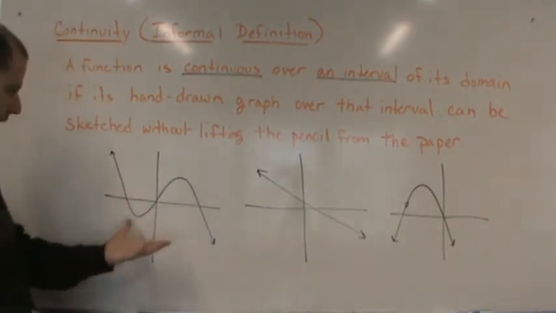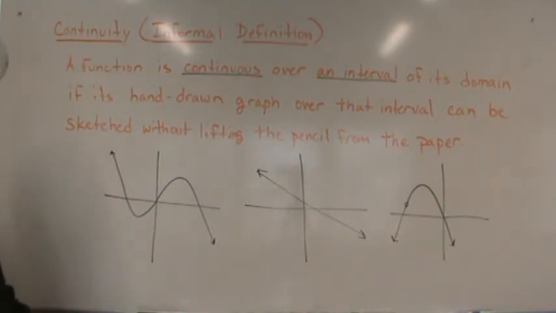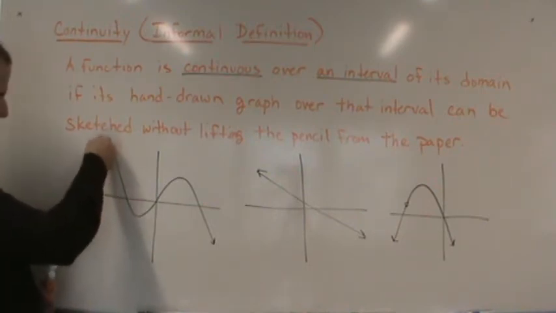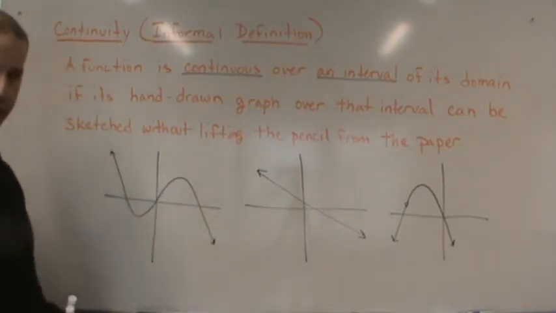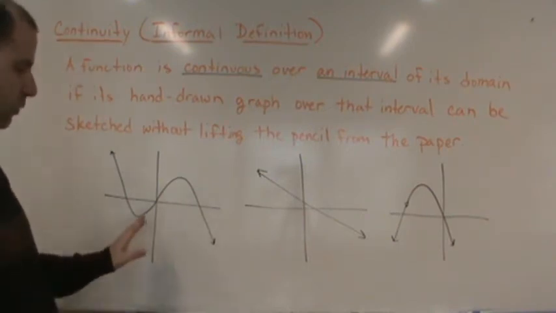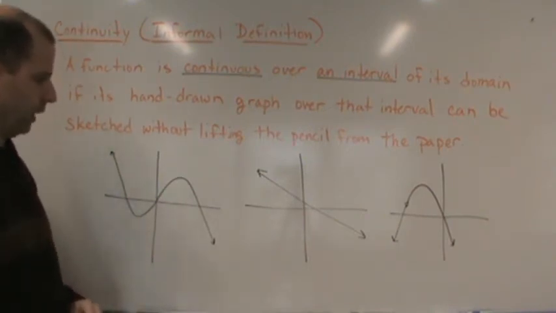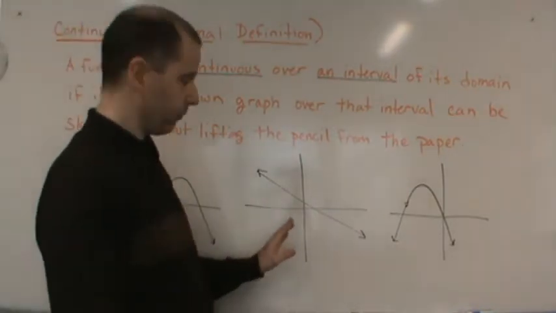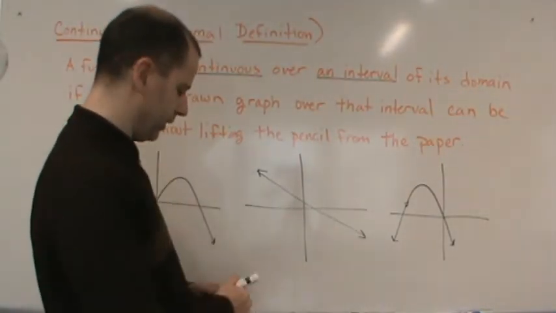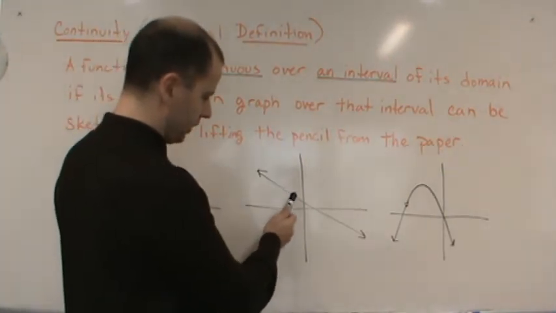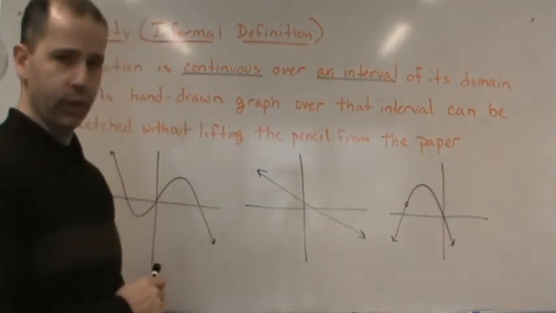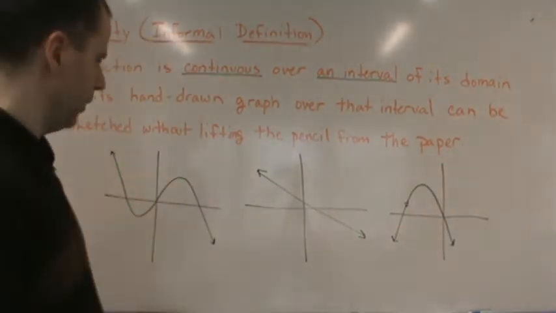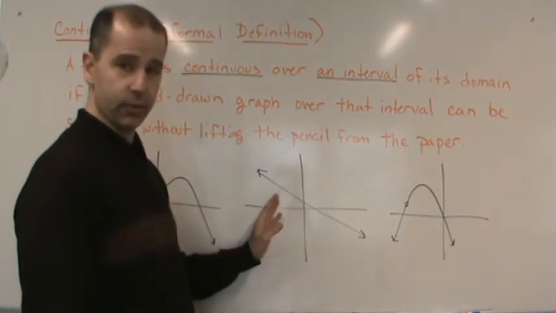Here's a graph. If we look at the graph of this function, we can take our pencil and sketch this graph. We can run our pencil along this graph and never have to lift our pencil up off the paper. So this would represent a continuous function. Looking at this graph here, we see it's a straight line, and again, we can run our pencil along the graph, and we don't ever have to lift our pencil. So this would also represent a continuous function.